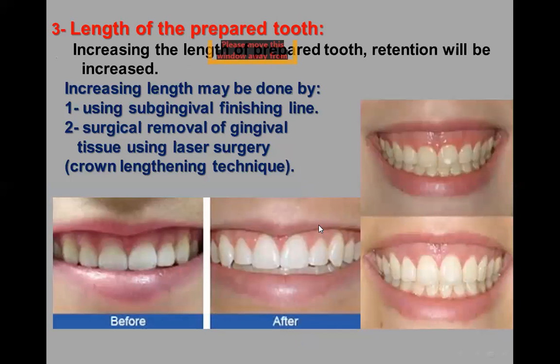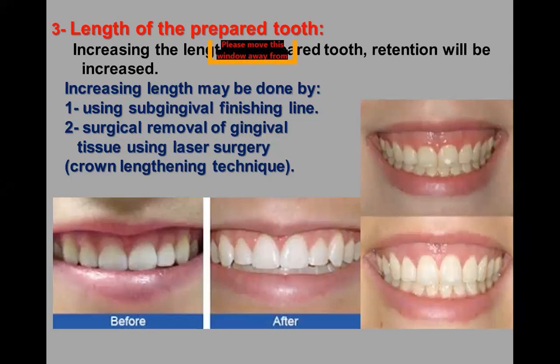Now, the other factor is the length of the preparation. Whenever we have a longer preparation, we will have more retention. If we have a short crown tooth, how can we increase the length of the preparation? Again, it is the same factor. The length has a direct relation with the friction of the walls of the crown with the tooth structure. How can we increase the length to have more retention?